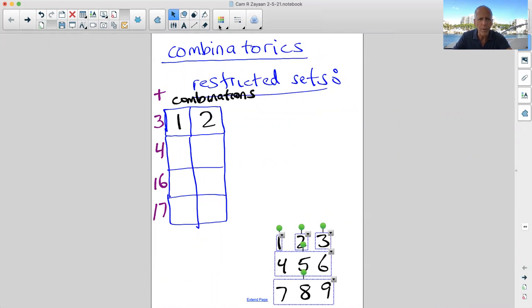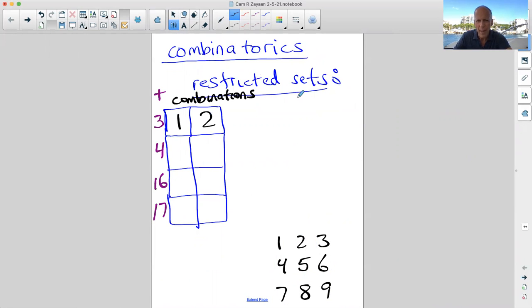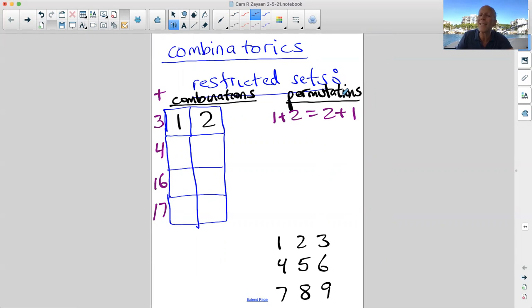But there's another word that's really important for today's lesson, and that is permutations. Okay, and permutations actually care about the order. So 1, 2 is the same as 2, 1, but they are considered two different permutations. So we can look there and we can go, okay, there are exactly two permutations for the one combination of 1, 2.